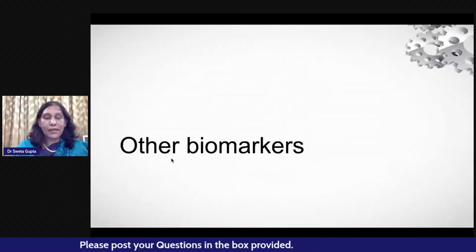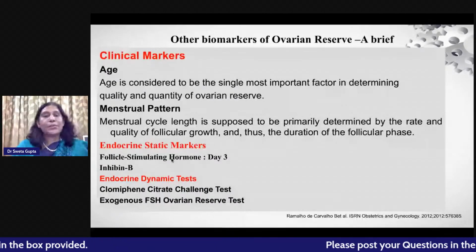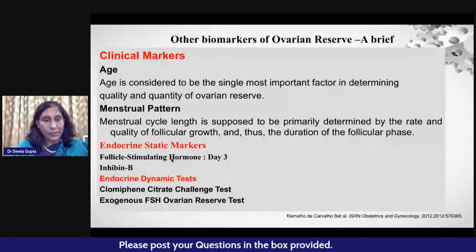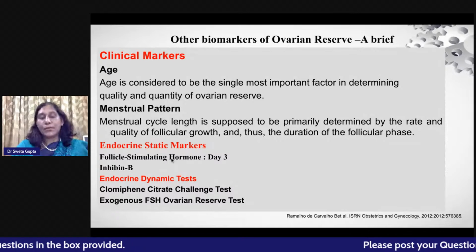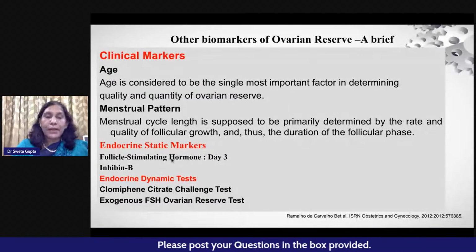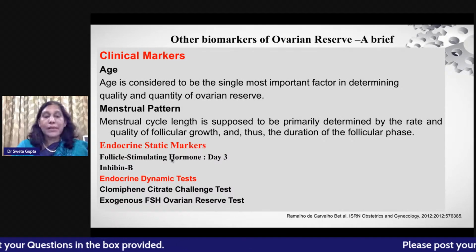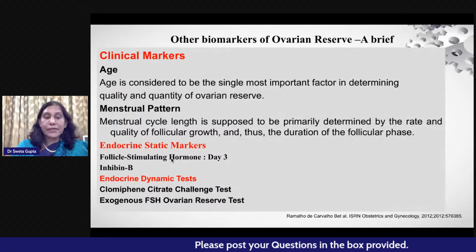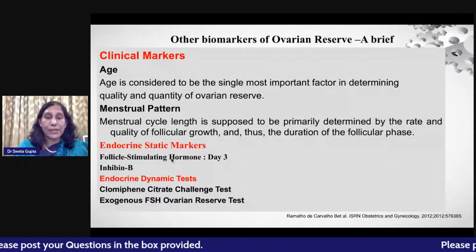biomarkers also. Let's have a quick look at these. There can be a clinical marker like age. Age is considered to be the single most important factor in determining quality and quantity of ovarian reserve. Menstrual cycle, because the length is dependent primarily on the rate and quality of follicular growth and thus the duration of the follicular phase. There can be endocrine markers like day 3 FSH, and also the endocrine dynamic tests like the clomiphene citrate challenge test and the exogenous FSH ovarian reserve test, where we give a dose of FSH and then we see how the response is.